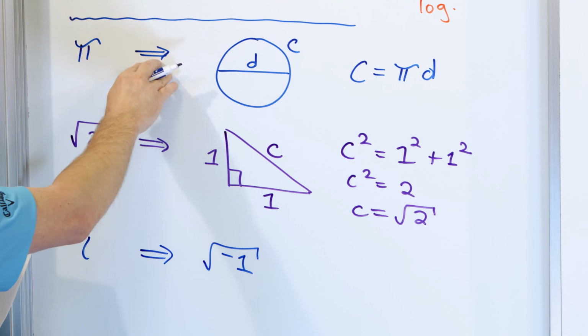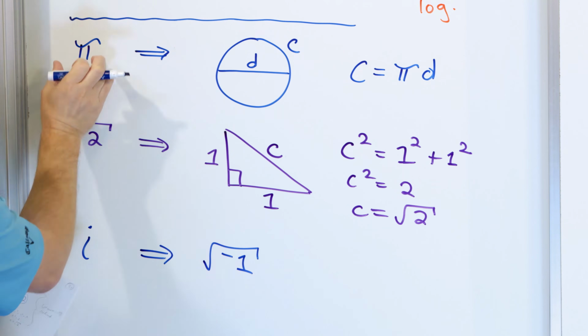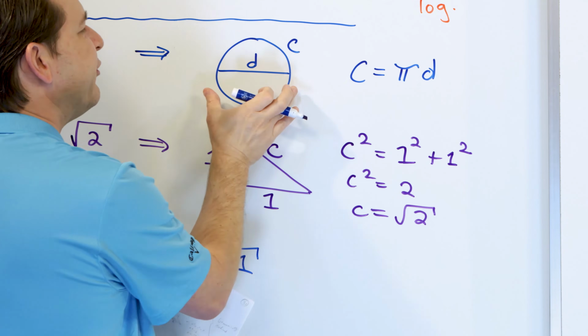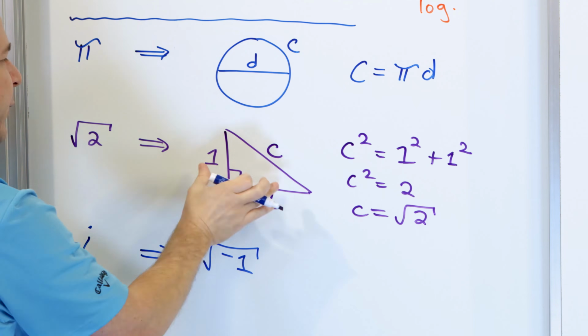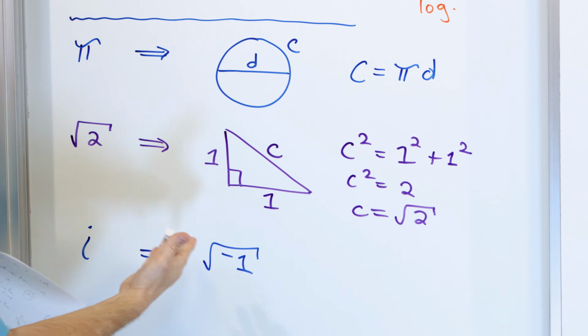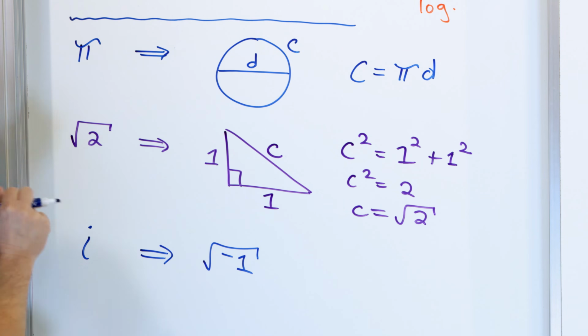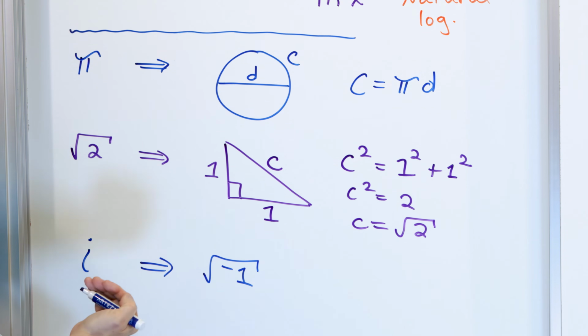So these first two irrational numbers come from geometry. One comes from looking at how circles behave. One comes from looking at the Pythagorean theorem. Both of these are geometric definitions. This one is not a geometric definition. It's just the definition of the square root of -1. We call this thing the imaginary number i. So these come from geometry. This one comes from a definition.